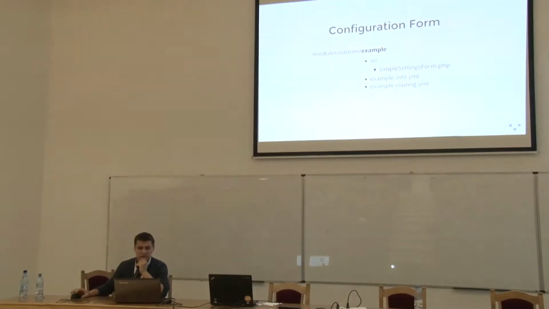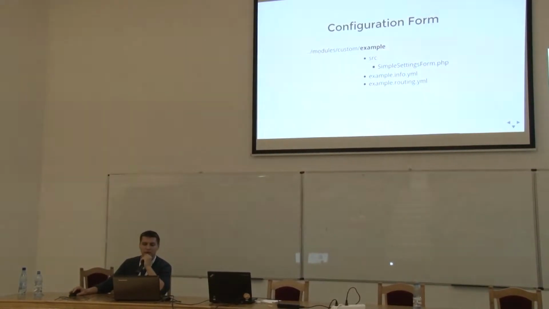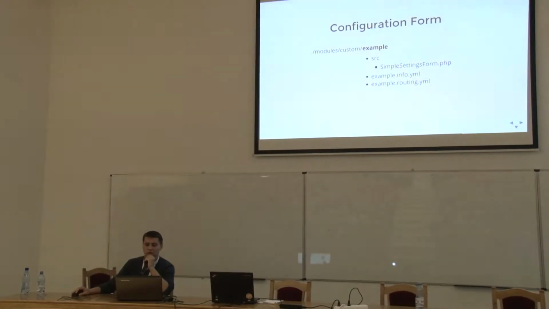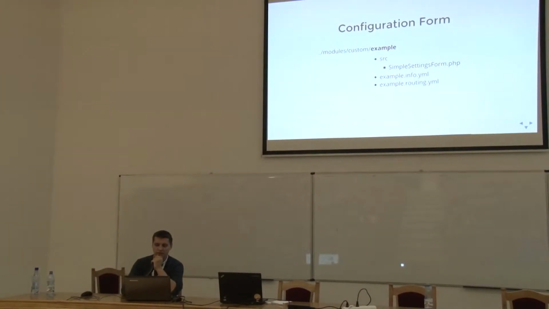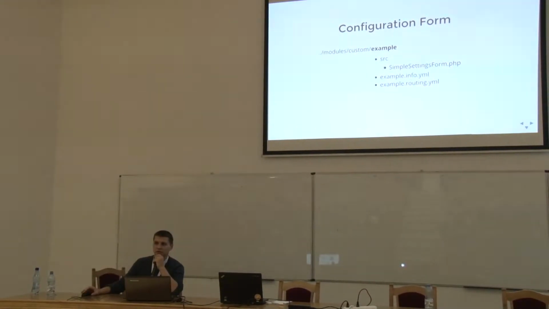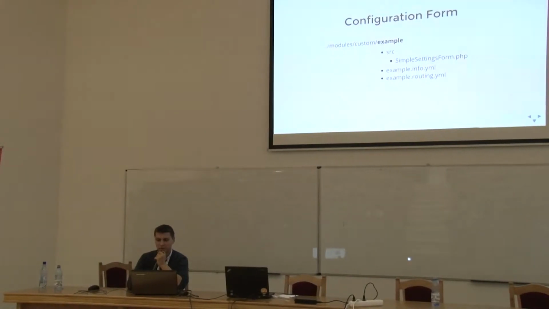Okay, so let's see a really simple example about simple configurations. You can define a module, for which you will need an info file, right? We have a routing just to define the path for how you can access the configuration form, the UI where you want to set some kind of configurations, and a class which actually defines your form.